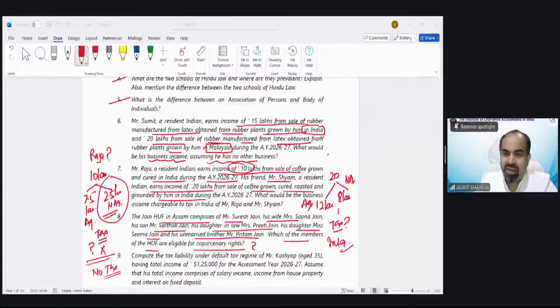Someone is saying in Raja's case integration applies. In case of Raja also, integration cannot be applicable. The basic exemption limit is 4 lakh rupees in that case, and his non-agricultural income is only 2.5 lakh. How is it applicable?